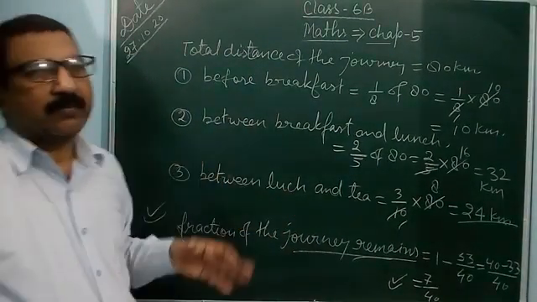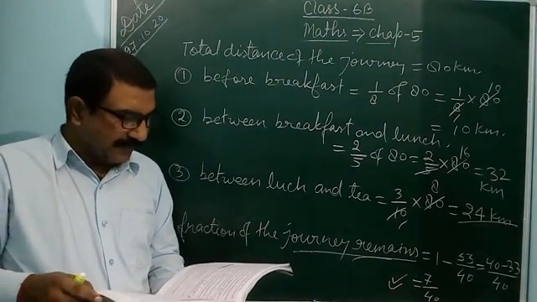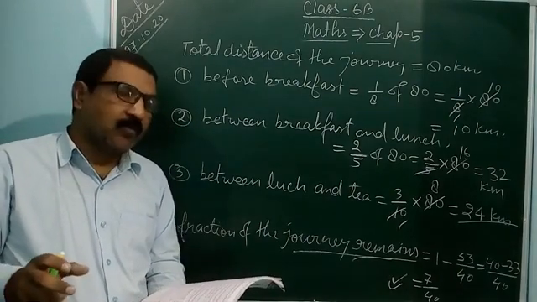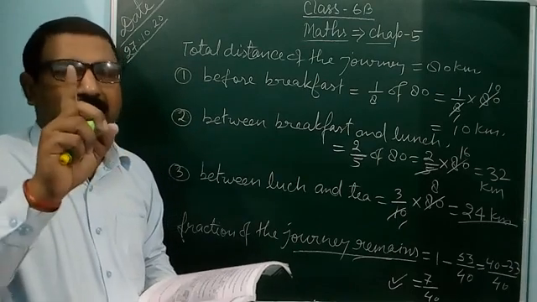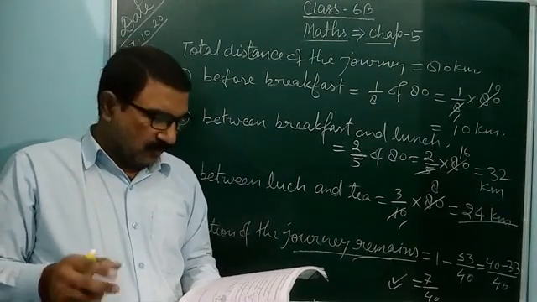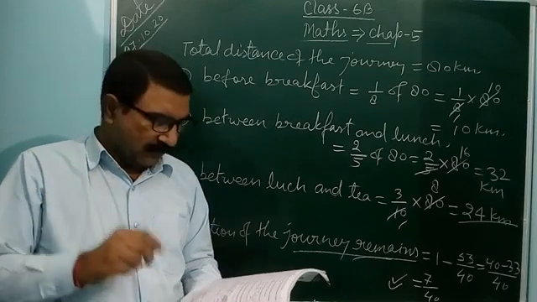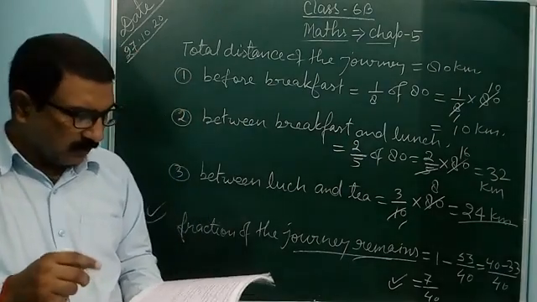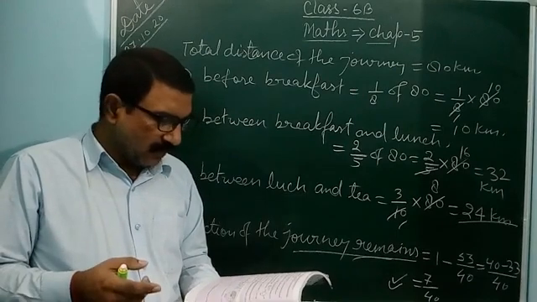So in this way you can find out the whole fractions 1 by 8 plus 2 by 5 plus 3 by 10 in the journey. What fraction is used? After that, the whole journey is 1. You consider that is one journey. It is the part of the journey. So from 1 you subtract the whole part of the journey. After that you can find out that the answer is 7 by 40. After that you can find out what remains.